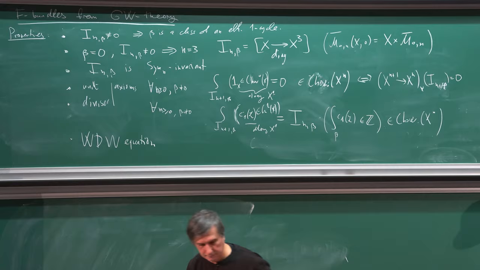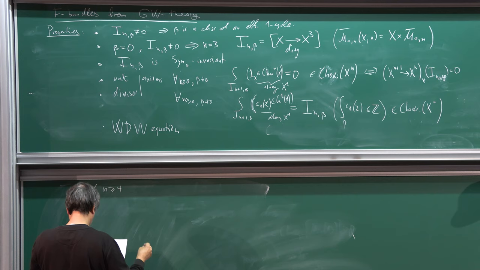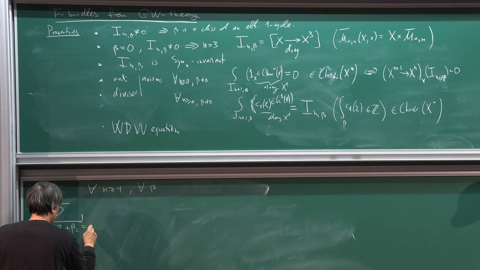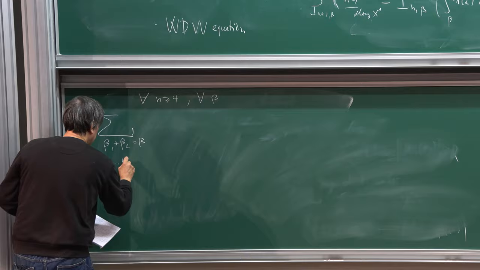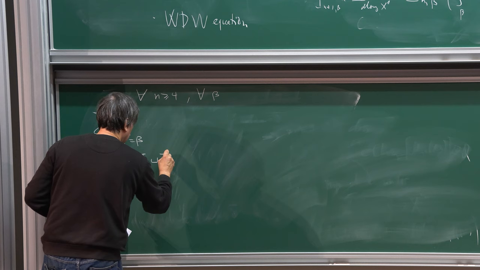And what is the WDVV equation? The WDVV equation says the following. For any n greater or equal to 4, and for any beta, you take the sum over decompositions of beta into a sum of two effective classes. Then you decompose the set of indices from 5 to n, except the first 4, into a disjoint union of two subsets.